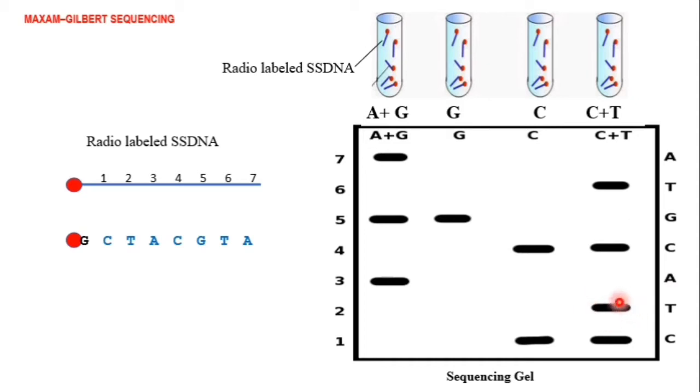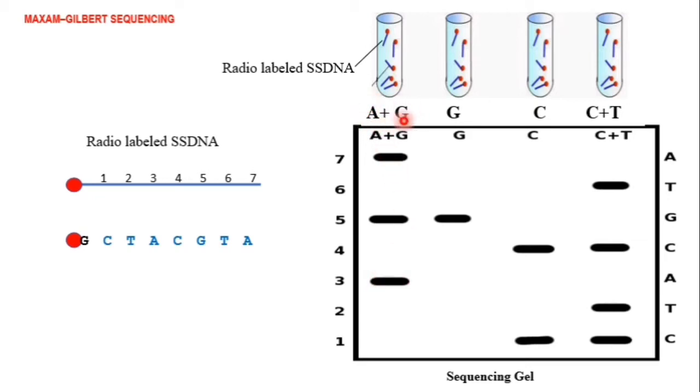That T comes because after this breakage occurs, the fragment gives a somewhat higher molecular weight. And you have to check whether any other band is on top of that, and here you can see one band. This band is in the A plus G tube.